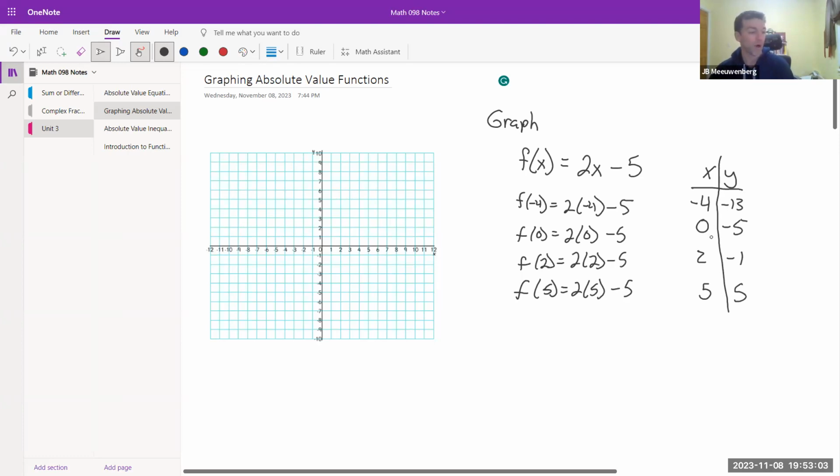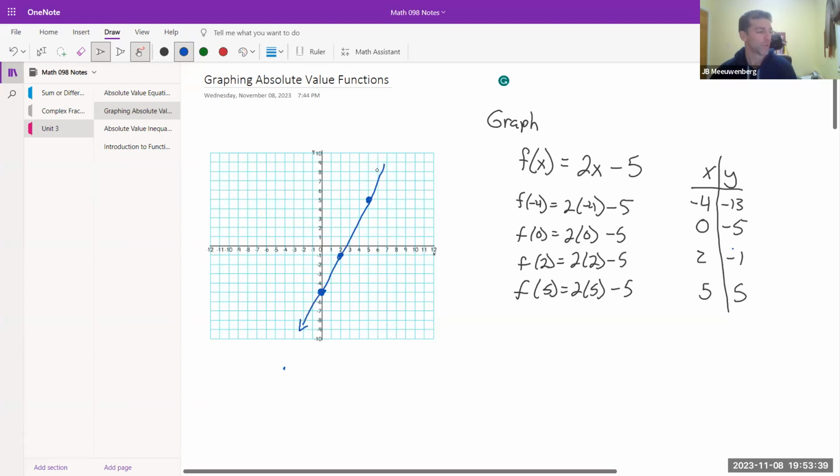We would then go through and plot these points. The first one, as I mentioned, I realized right away, -13 doesn't fit on our graph. -13 would be down here somewhere. So we'll start with 0, -5, which is here. Then 2, -1, which is here. And 5, 5, which is right there. And then I'm very bad at drawing straight lines on this tool, but I'll do my best. I have to go nice and slowly. We would draw a nice line through those points.